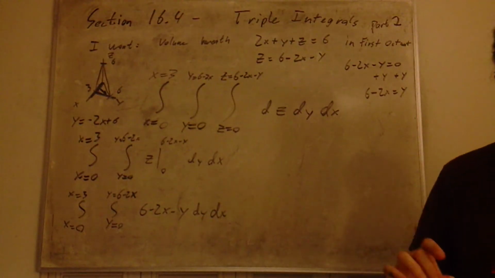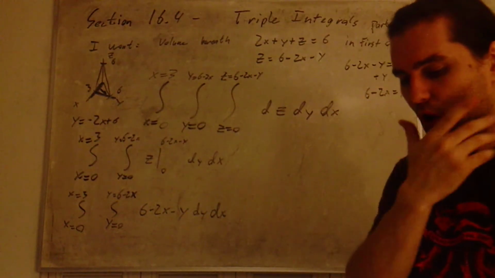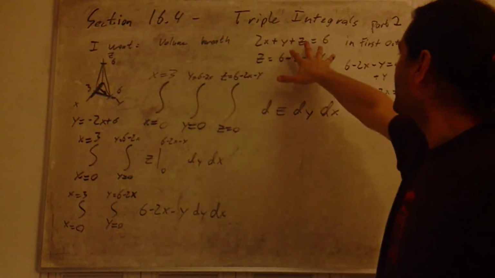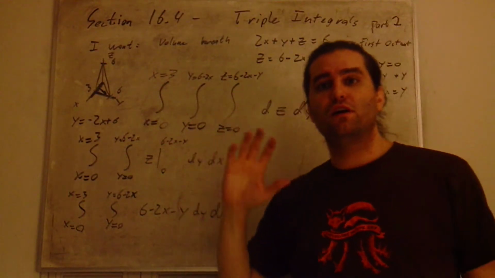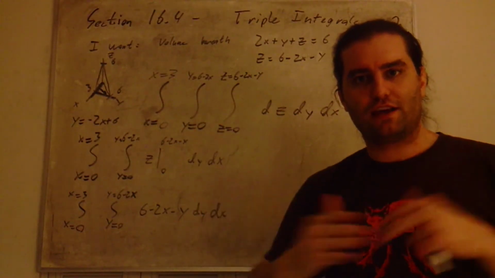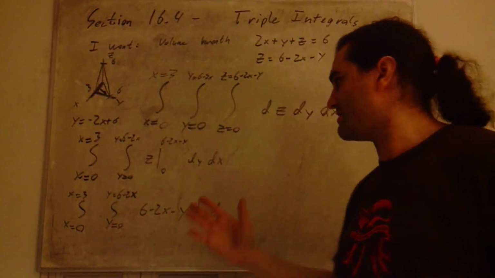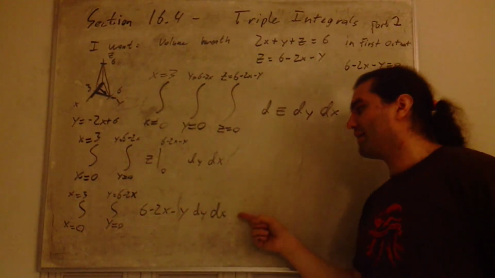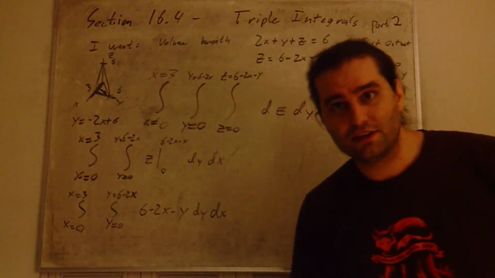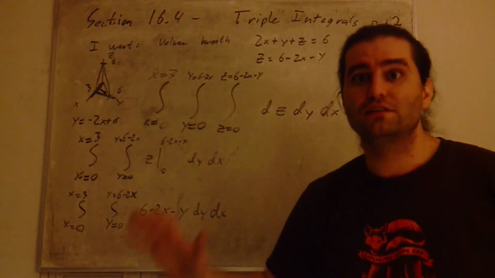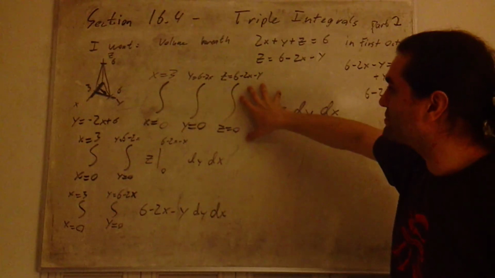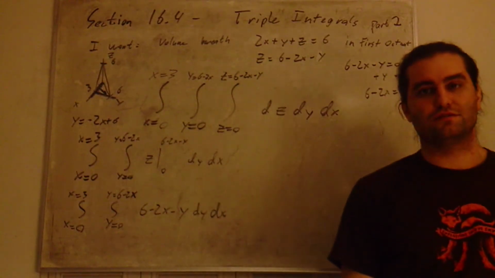I want to pause because I'm hoping that when I first put this problem on the board, I want the volume beneath this function in the first octant, I'm hoping that most of you were thinking I could do that with a double integral. I would integrate over x and y, and the thing that I would integrate is this function. That's what we just got. Secretly, this whole time, double integrals have just been the first step in triple integrals.